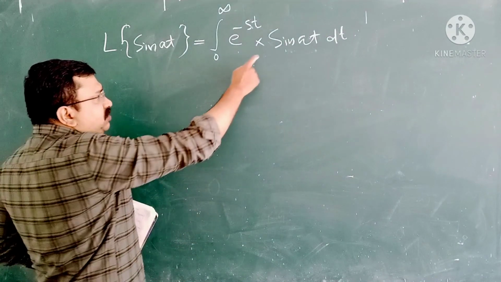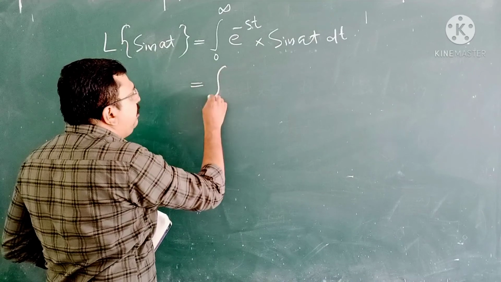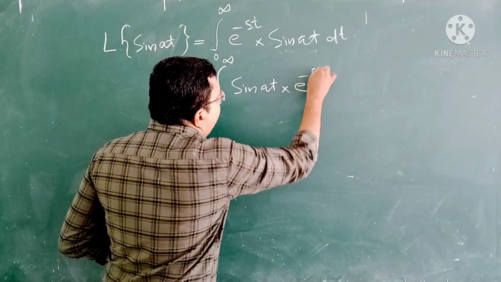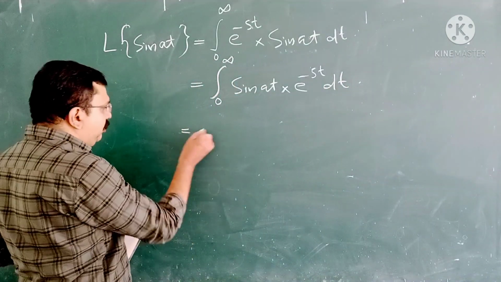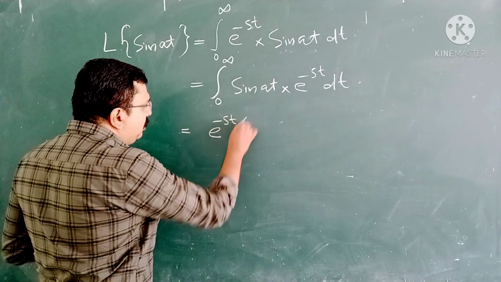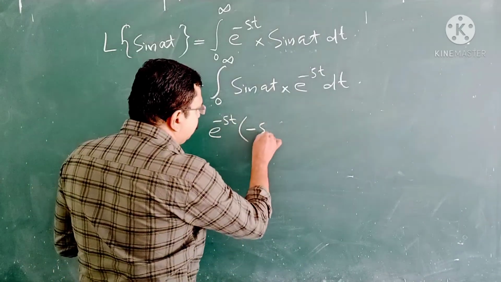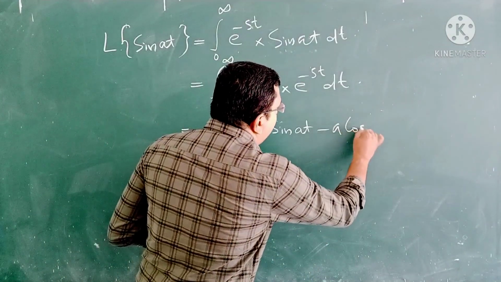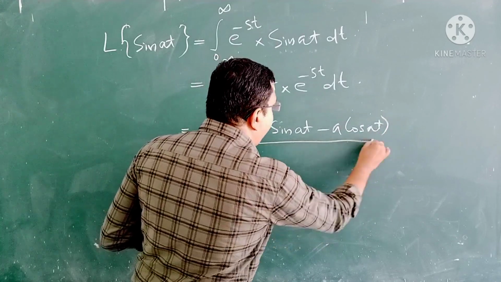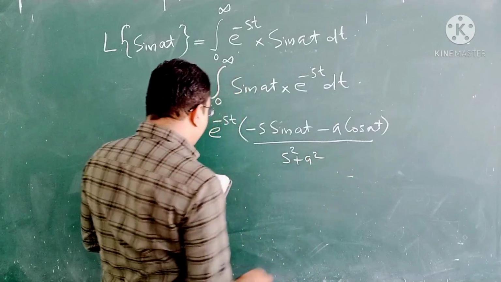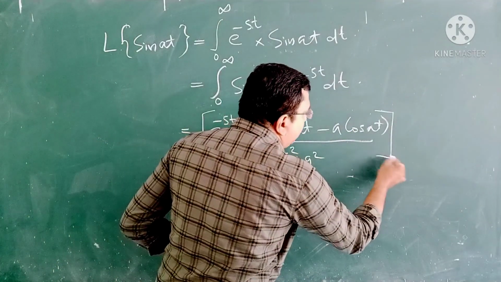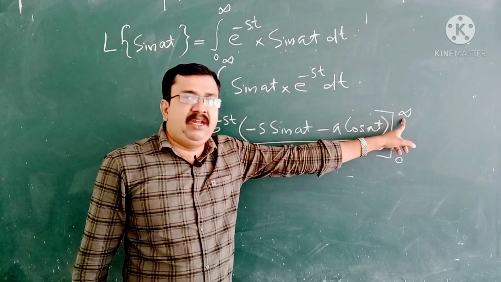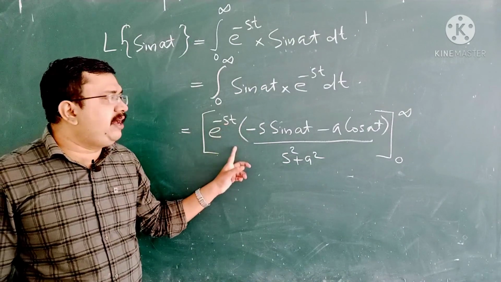Here also, take the first function as sin at and e raised to minus st as the second function. Therefore, this becomes the integral from 0 to infinity of sin at into e raised to minus st dt. That is equal to e raised to minus st into minus s sin at minus a cos at, the whole divided by s square plus a square. Now we apply the lower and upper limit, 0 to infinity. First we apply infinity: t is replaced by infinity, then e raised to minus infinity becomes 0.